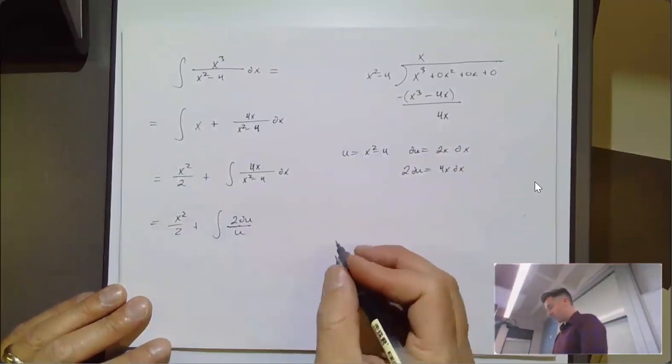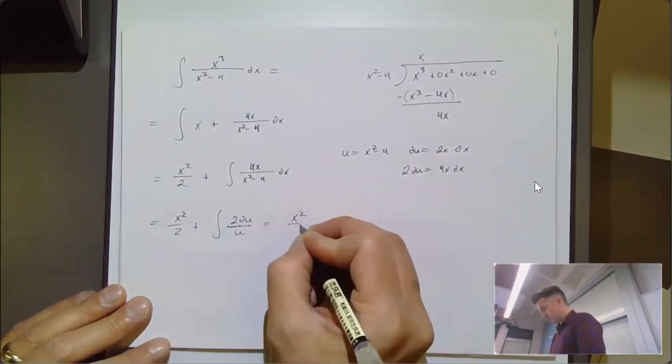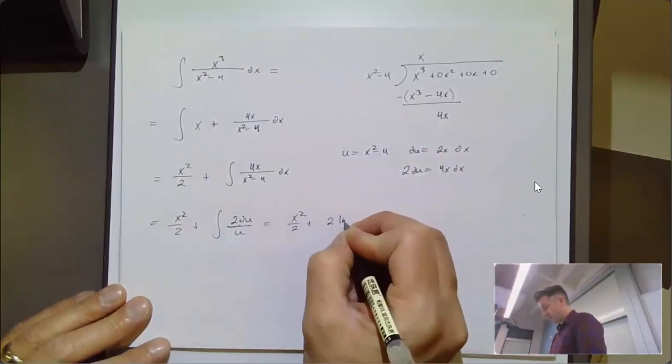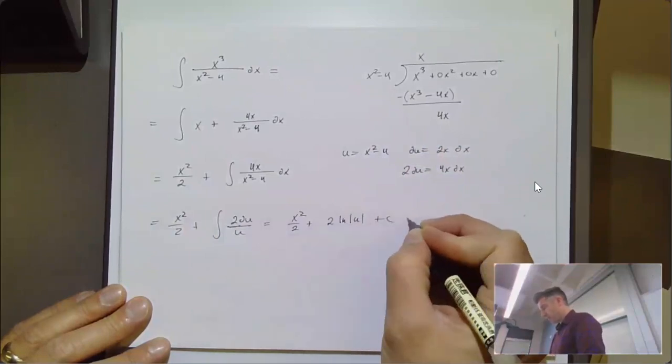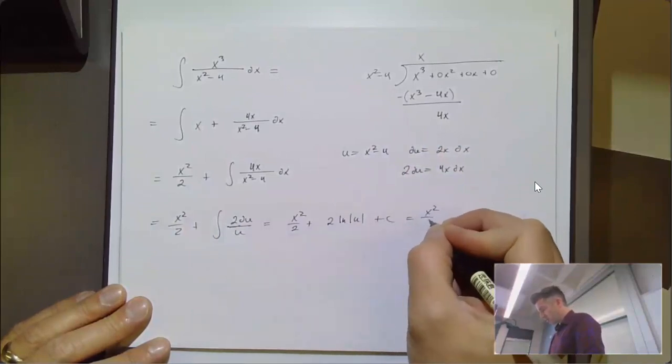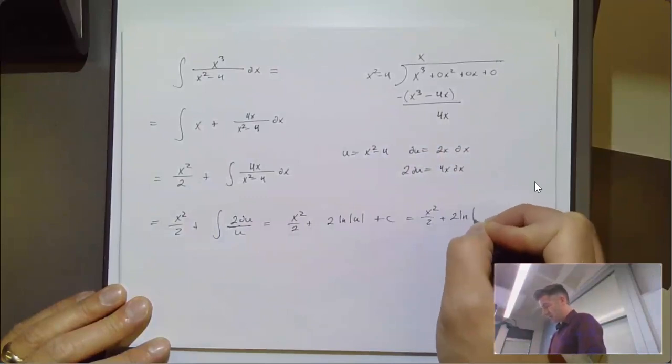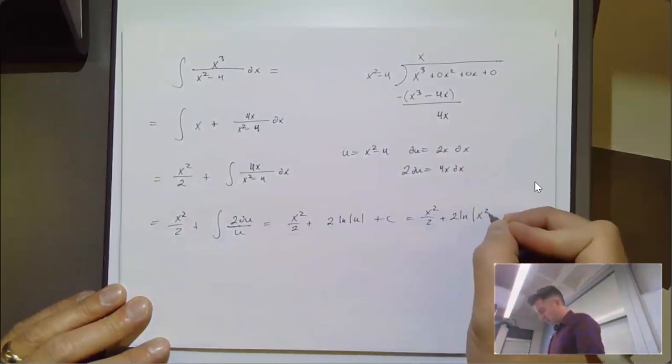And the integral of 2 over u is 2 natural log of the absolute value of u. And then that's going to be 2 natural log of the absolute value of x squared minus 4.